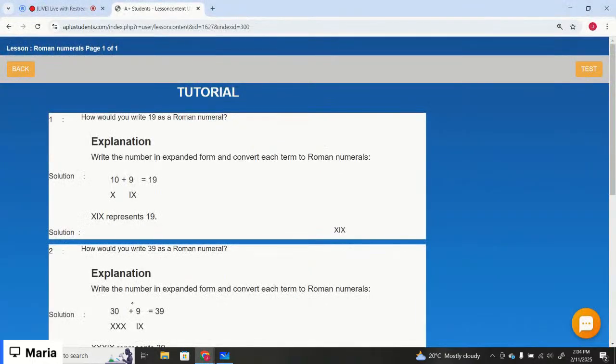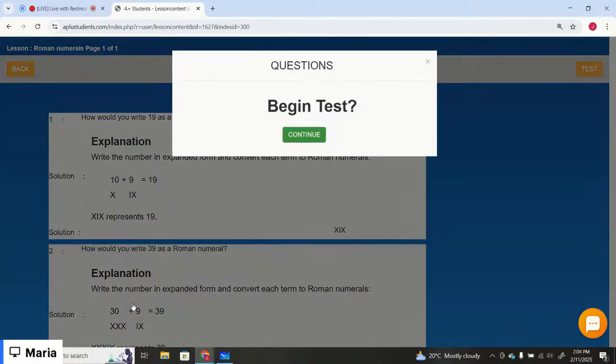So let's just start with an example. How would you write 19 as a Roman numeral? So for the bigger number, you have to write them down in the expanded form and then you have to convert them into Roman numeral. For example, you can write 19 as 10 plus 9. We know how to write 10. 10 is X and then 9 is IX. So together they make XIX.